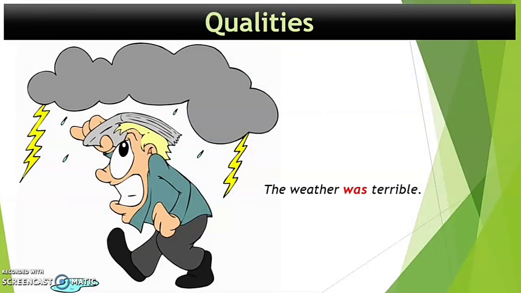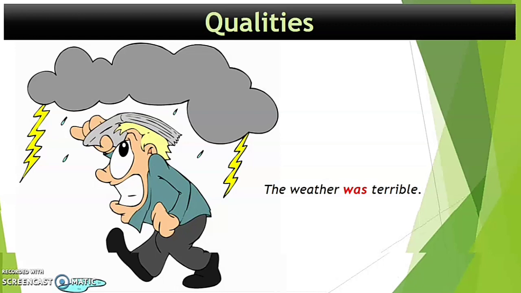There are different uses of be. For example, the first one is to show qualities. We use be to talk about permanent or temporary qualities or states. For example, the weather was very terrible. My father is old now.